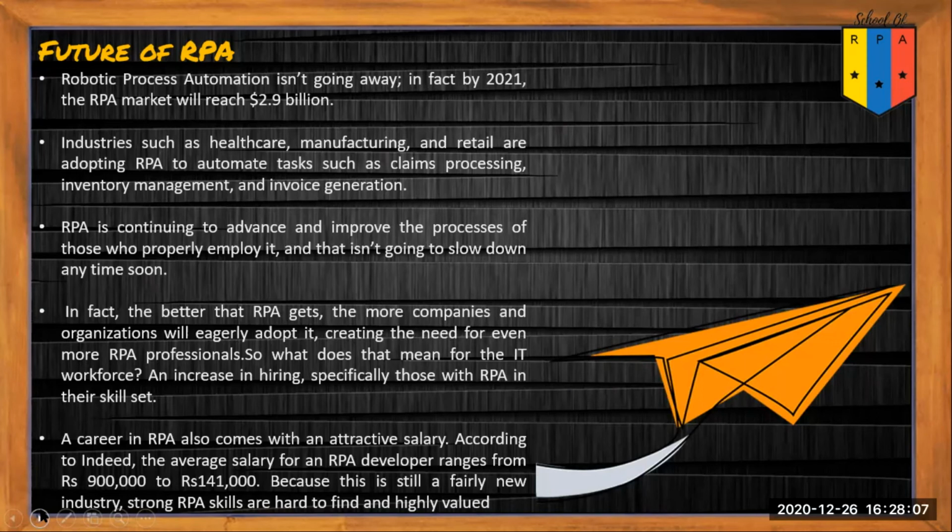In fact, the better the RPA gets, the more companies and organizations will eagerly adopt it, creating the need for even more RPA professionals. So what does that mean for the IT workforce? Increased hiring, specifically with RPA skills, is going to come in 2021. A career in RPA also comes with an attractive salary. According to Indeed.com, the average salary of an RPA developer ranges from 9 lakh rupees to 14 lakh rupees. And because this is still a fairly new industry, strong RPA skills are hard to find and highly valued.